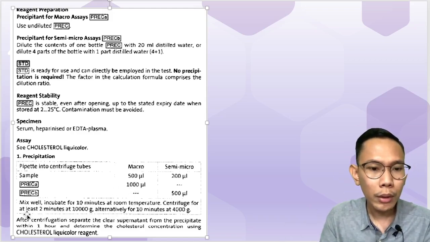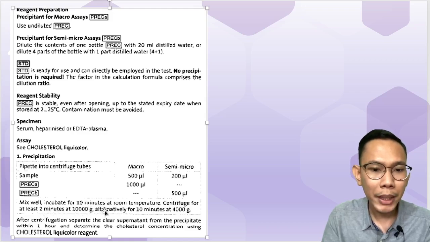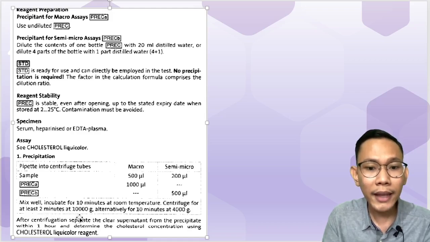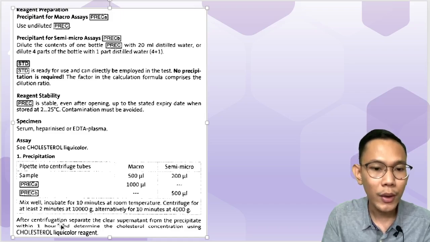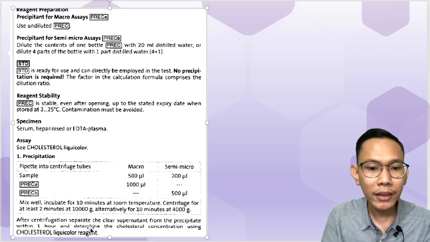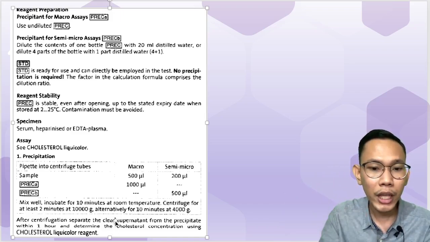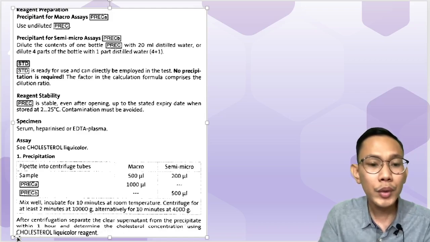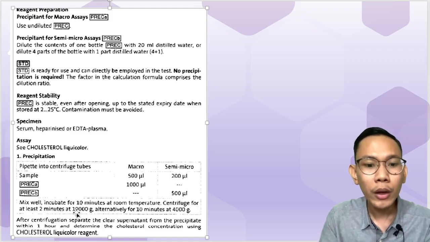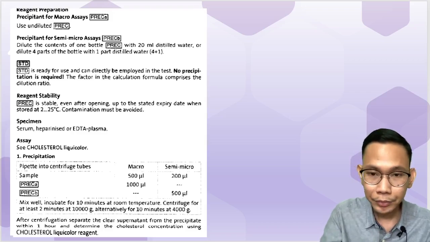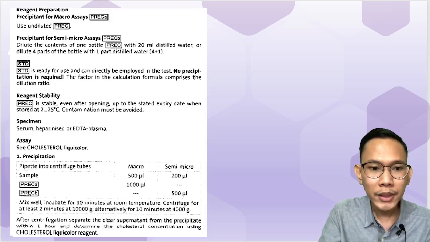Then, what will you do? Mix well, incubate for 10 minutes at room temperature, centrifuge for at least 2 minutes at 10,000 G, alternatively for 10 minutes at 4,000 G. So, after centrifugation, separate the clear supernatant, yung nasa-separate natin after centrifugation from the precipitate within 1 hour. Now, you will determine using your cholesterol liquid color reagent para ma-detect yung ating HDL. So, tapos na tayo dyan.